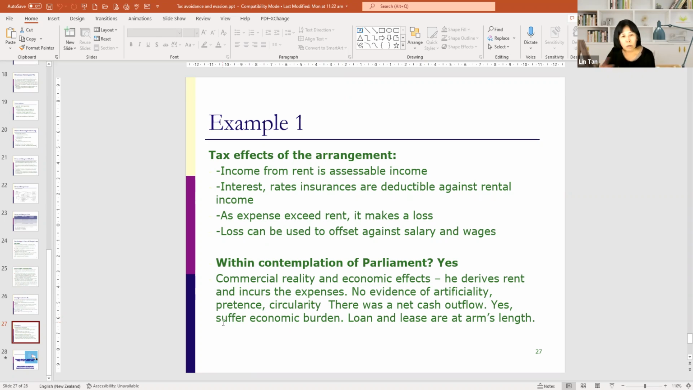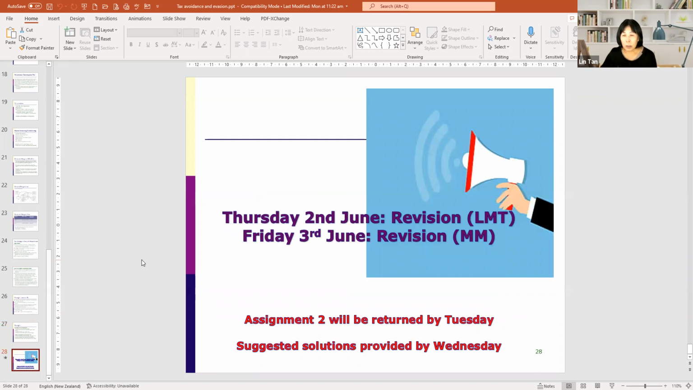This is just an overview of the tax avoidance rules, and we are not going into too much detail, especially in many of the complex tax cases. So just a reminder again, on Thursday is our revision at the same time, and Friday is Michelle's revision with you all. Assignment 2 will be returned by tomorrow, the latest. And then the suggested solutions to this assignment 2 will be on the Stream site by Wednesday, the latest.